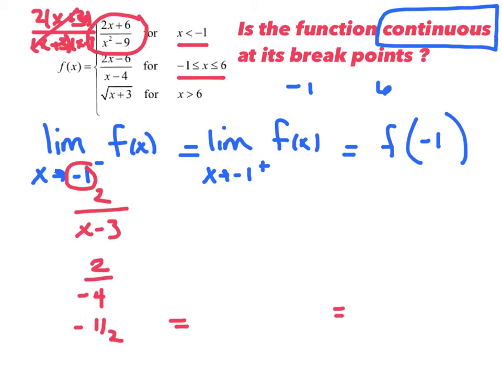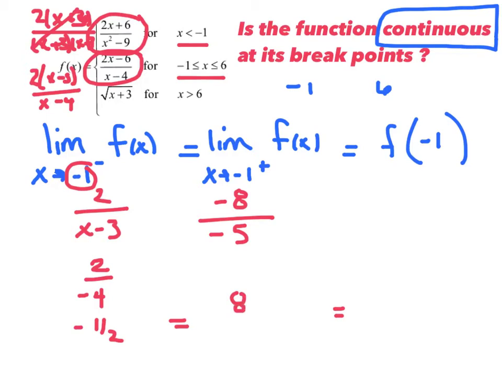Alright, so now let's take -1 from the right side, which is this function. And again, I'm going to clean it up. I'm going to pull out a 2, and I'm left with x minus 3 over x minus 4. Nothing cancels. So I'm going to plug in my -1. Oh, I get, let's see, -2 minus 6 is -8, all over -5, which turns out to be 8/5.